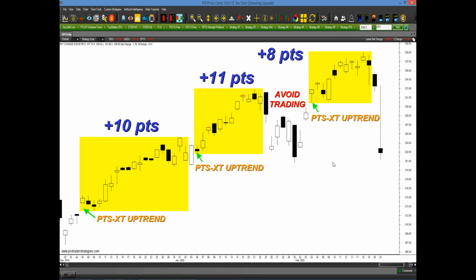Now, this doesn't just work to the upside. Look at this example in ALK. Someone looking at this would say, well, gosh, I don't really know. We're kind of going sideways. But once you apply the PTS XT, we see that this last bar now has a reddish-orange block around it. What is this saying? Well, the indicator is announcing that most likely there's going to be a strong downward move.